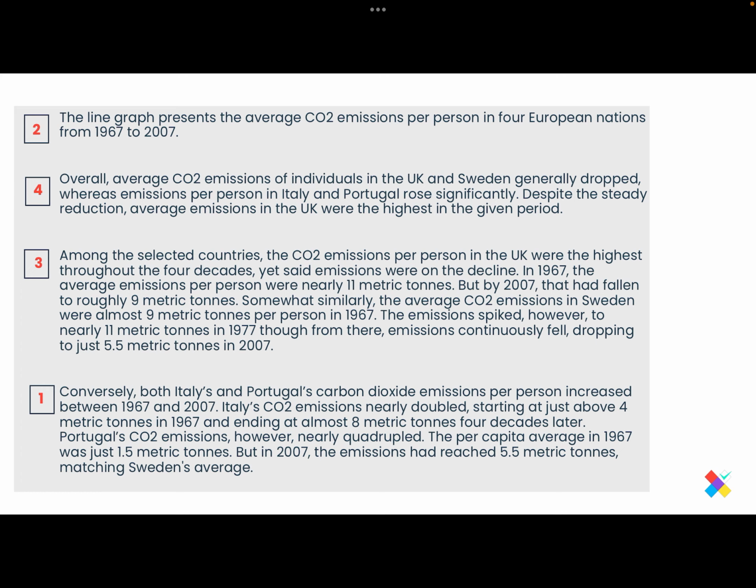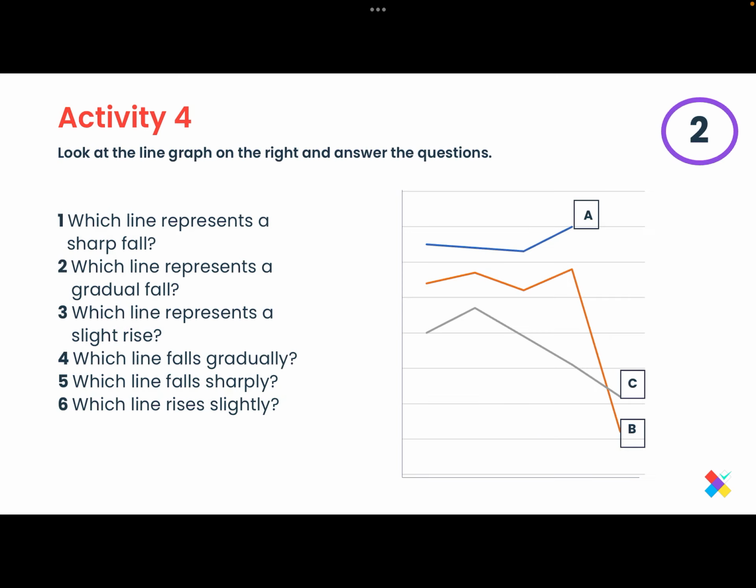Okay, time's up, and here are the answers. The first one is the introduction, then the overview, and 2 body paragraphs.